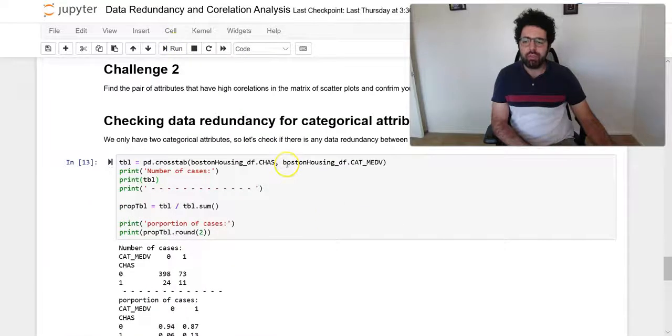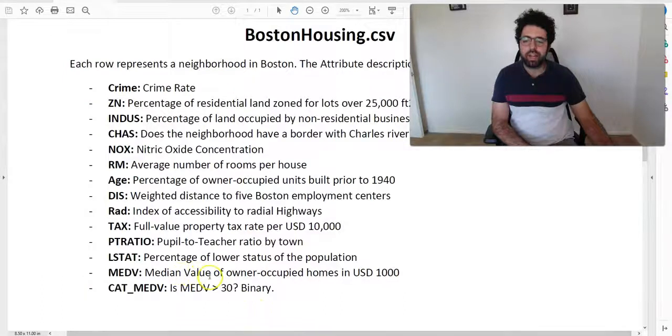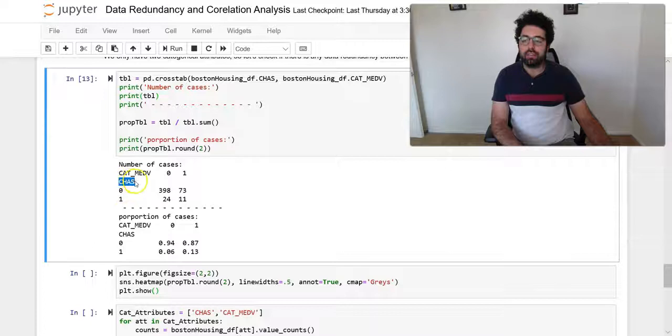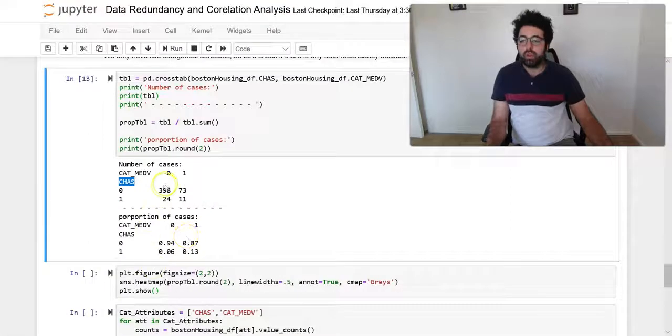And that helps you. So this is a contingency table for the relationship between two categorical attributes. The first is the categorical median value of owner-occupied homes, in 1,000 US dollars, which is basically whether that number is greater than 30 or not. So it shows if it's a richer neighborhood or a poorer neighborhood. And the other one, CHAS, is whether the neighborhood has a border with the Charles River, so whether it's close to the Charles River or not. You now have that contingency table that tells you the relationship between these two attributes.